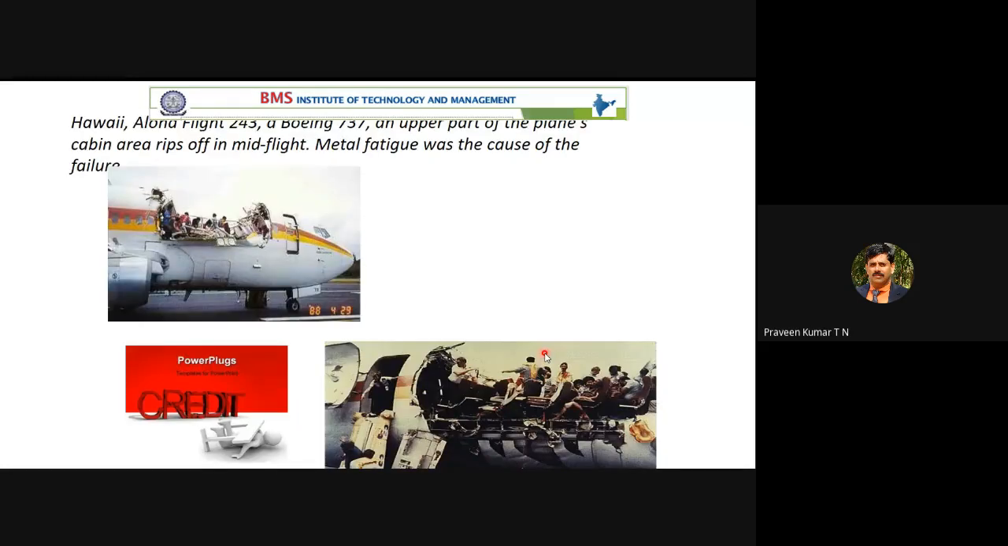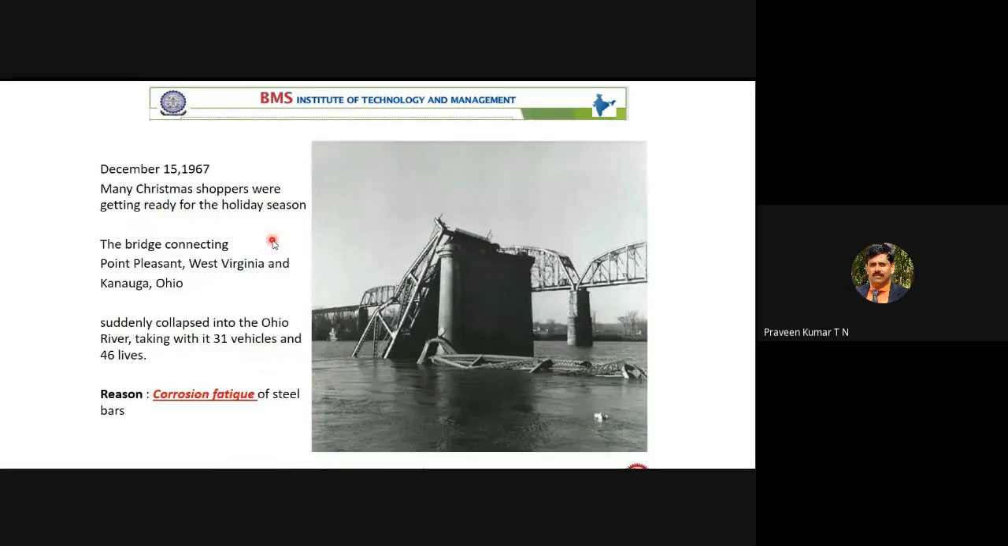Many aircraft have failed because of this. When an aircraft is moving from one country to another, maybe a 10-hour or 15-hour journey, some critical components may be subject to fatigue loading. This is one example where metal fatigue was the cause of failure, because the complete aircraft failed because of fatigue loading.